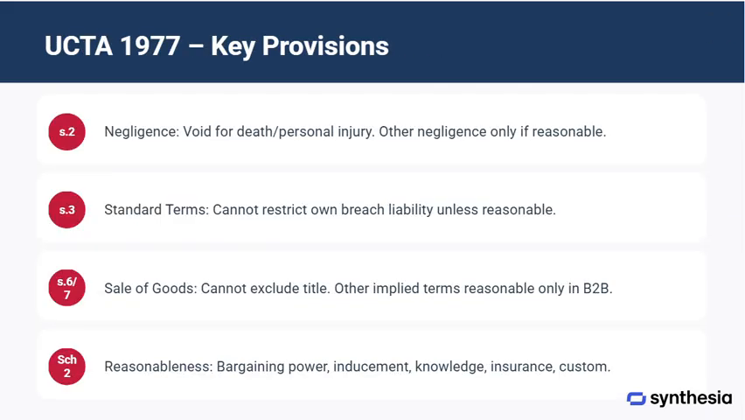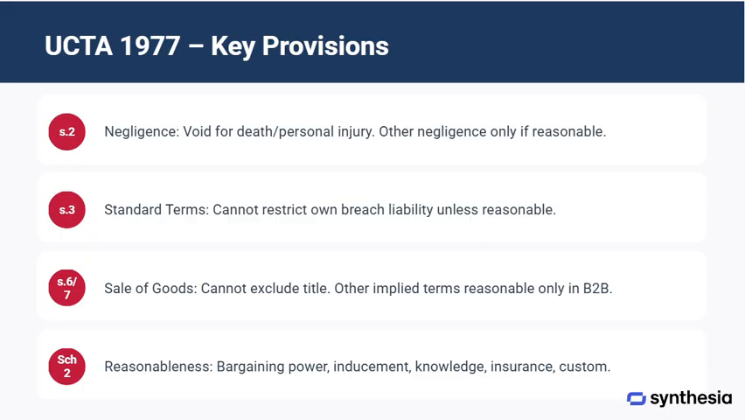UCTA 1977 Key Provisions. The Unfair Contract Terms Act 1977 controls business liability. Section 2. Negligence void for death or personal injury. Other negligence only if reasonable. Section 3. Standard terms cannot restrict liability for own breach unless reasonable. Sections 6 and 7. Sale of goods cannot exclude title. Other implied terms only reasonable in B2B contracts. Schedule 2. Reasonableness test considers bargaining power, inducement, knowledge of the term, insurance, and custom.